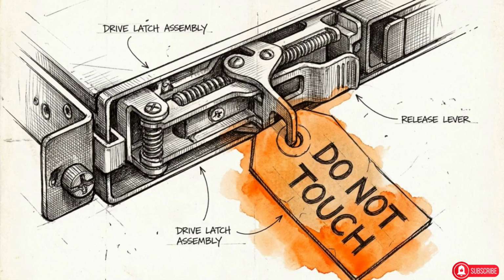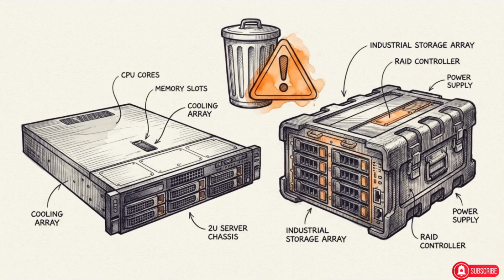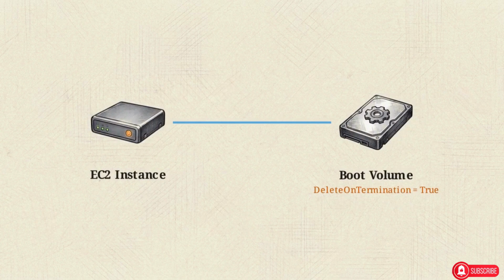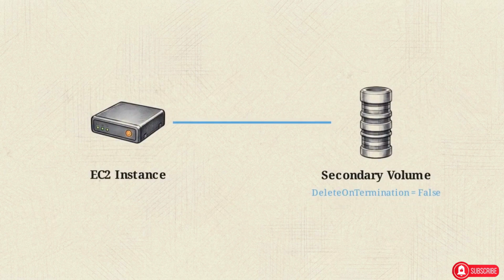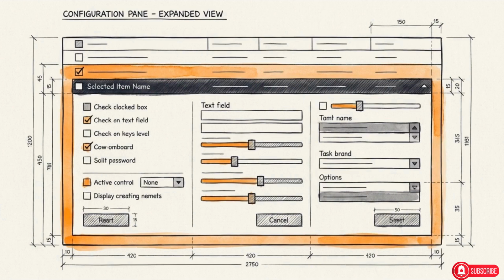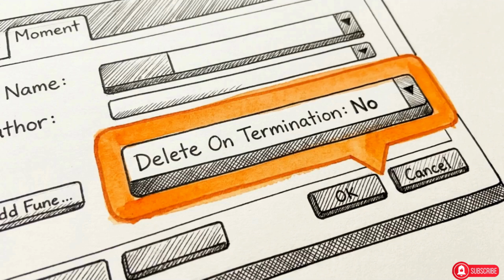bay. Now that the drive is attached, we need to ensure it survives instance termination. This requires understanding the AWS Delete on Termination flag. By default, the initial boot volume created alongside an EC2 instance is set to be destroyed the moment you terminate that server. However, secondary EBS volumes that you manually attach later default to persisting independently. You can verify this safety net by selecting the volume in your EC2 storage properties and checking the configuration details. You want to see Delete on Termination explicitly set to No.